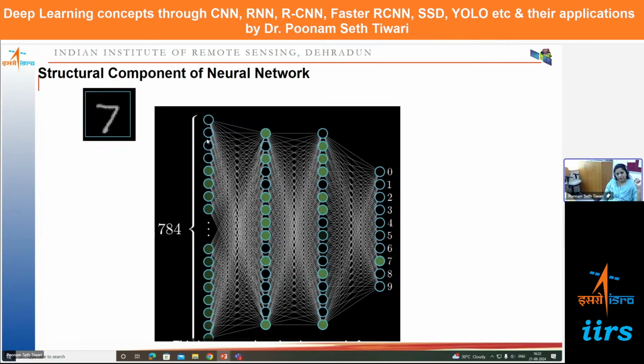So the input layer will have 784 neurons. You can see here, these are 784 neurons. And in between, we have taken two hidden layers.